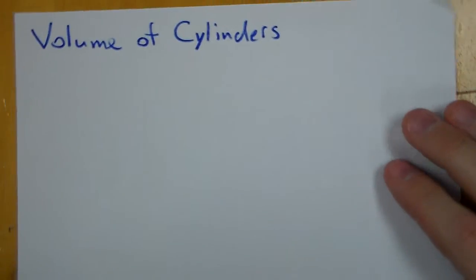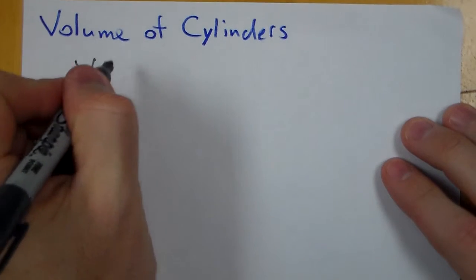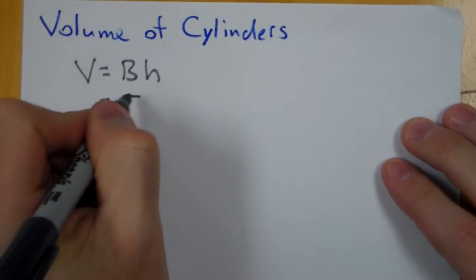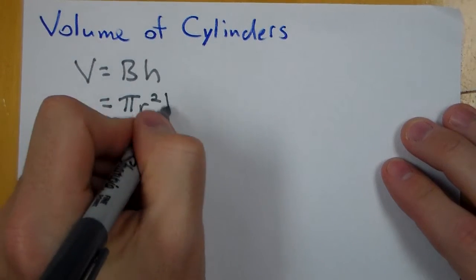So you're always going to take whatever your base is, figure out its area, and multiply it by the height. Now the second part of that is the volume of a cylinder. So we take the base area times the height, and the base area of a circle is pi r squared.